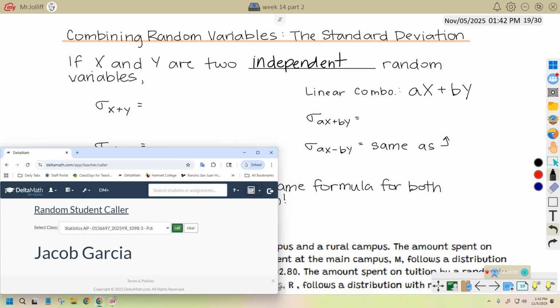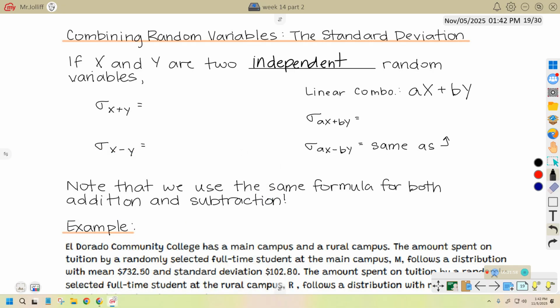Okay. Jacob, what does it mean for two things to be independent when we're talking about probability? Very good. So knowing that A happened doesn't affect the chances that B is going to happen. The fact that B happened doesn't affect the chances that A is going to happen. Good. Very good. So we need things that in the real world don't affect each other.